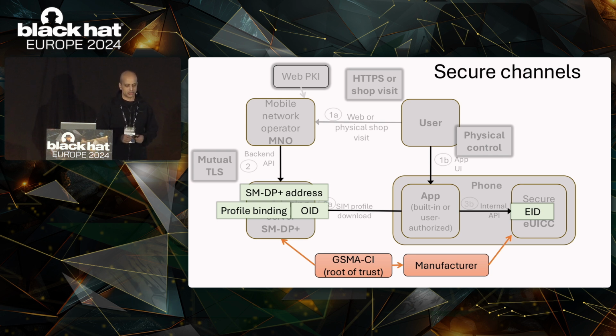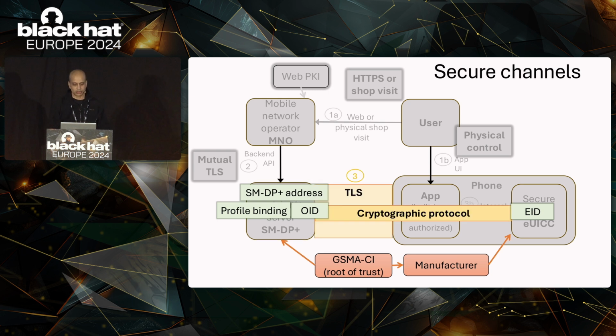So the GSMA CI issues certificates in both the phone and the server direction, and with these certificates, the channel is established. So there are two channels established. In the first layer, a TLS layer channel is established. And within this TLS layer, a separate cryptographic channel is established through which the profile is downloaded from the SMDP server to the UICC. So that's the background of how this consumer eSIM protocol works.